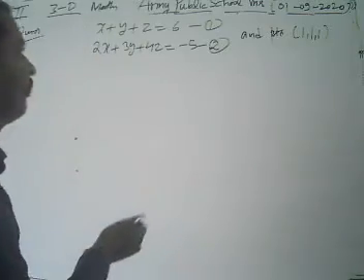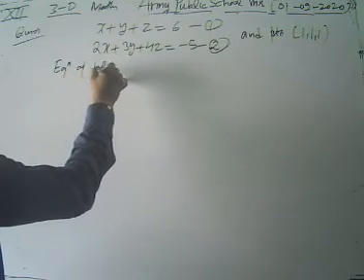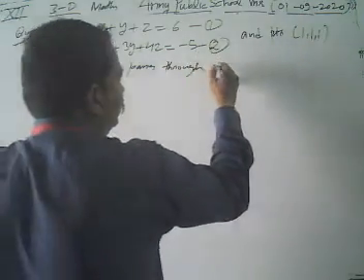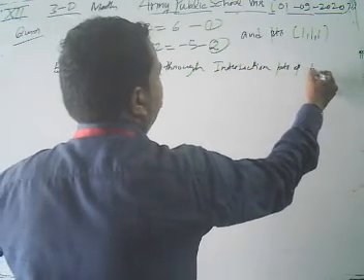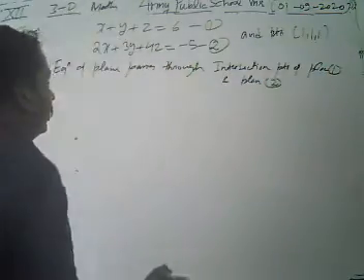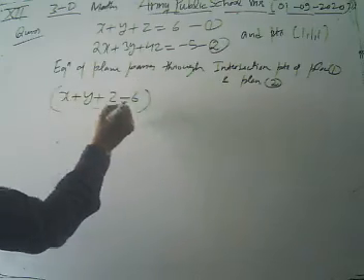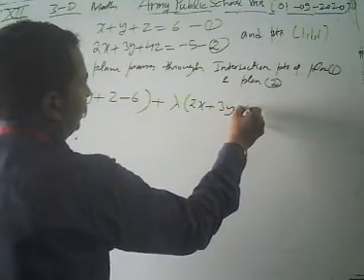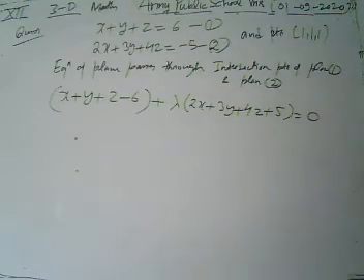Now look, the Cartesian form of the equation of the plane which passes through the intersection of plane 1 and plane 2 is given by x plus y plus z minus 6 plus lambda times (2x plus 3y plus 4z plus 5) is equal to 0. This is our equation of plane.